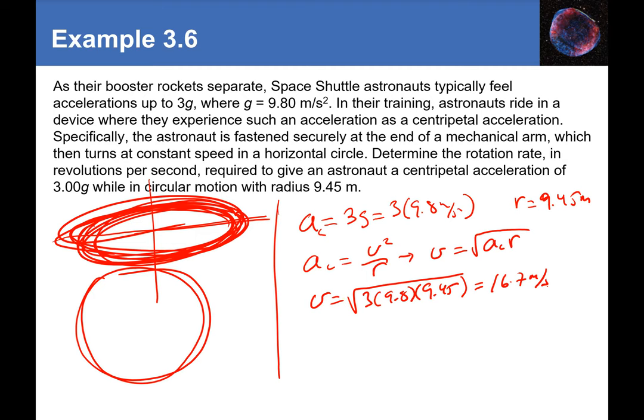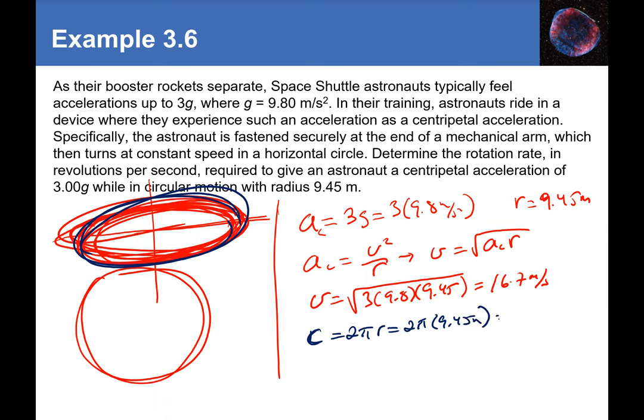All right. Now, each revolution, right, the astronaut undergoes a distance of 2 pi r, remember, which is one cycle. Each time it goes around one time, that distance, we call it the circumference, is 2 pi times r. So 2 pi times 9.45 meters, which ends up being 59.4 meters. So that's the distance of each revolution.